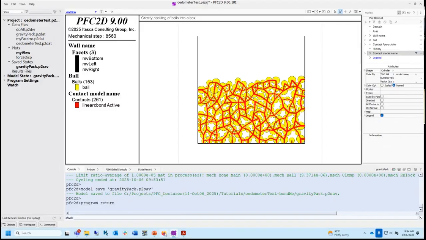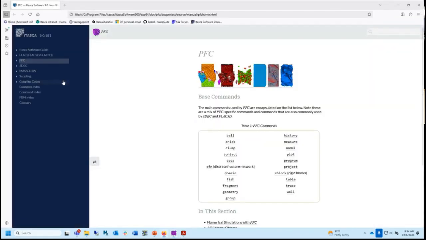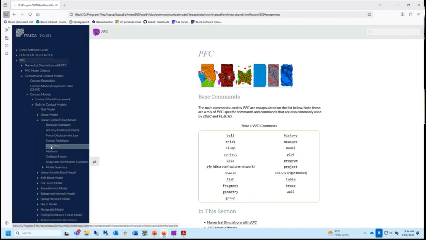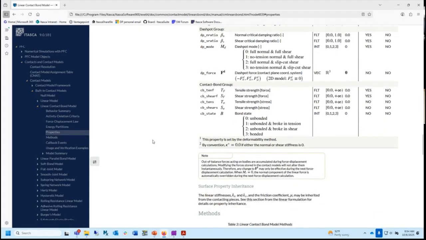And it has a state now. You have to be able to say, are you bonded or are you unbonded? So there's a concept of a state. The model is in a certain state. Let's look at what that is: contact models, built in, linear contact bond, properties. And right here, CB state. There are only 4 possibilities. You're either unbonded, or bonded, or unbonded now because you've broken in tension, or because you've broken in shear. So this state variable is always one of these numbers.